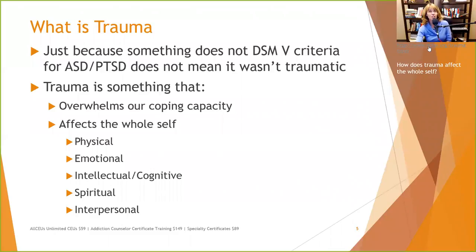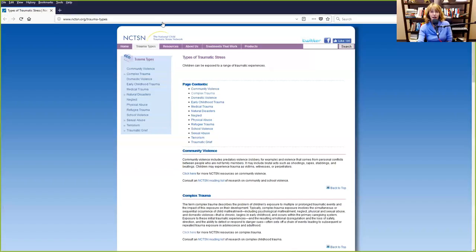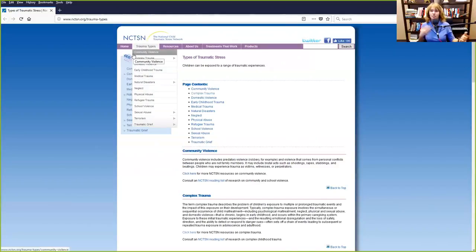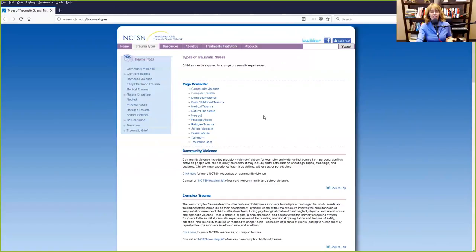The loss of a spouse or a child, especially if it's unexpected. When my grandmother's husband passed away, it wasn't as traumatic. Combat, accidents. The National Child Traumatic Stress Network identifies community violence as traumatic. Those random shootings that somebody had mentioned. Complex trauma, which is when something happens over a prolonged period of time, or there are multiple experiences of it. Domestic violence and bullying, early childhood trauma, medical trauma.